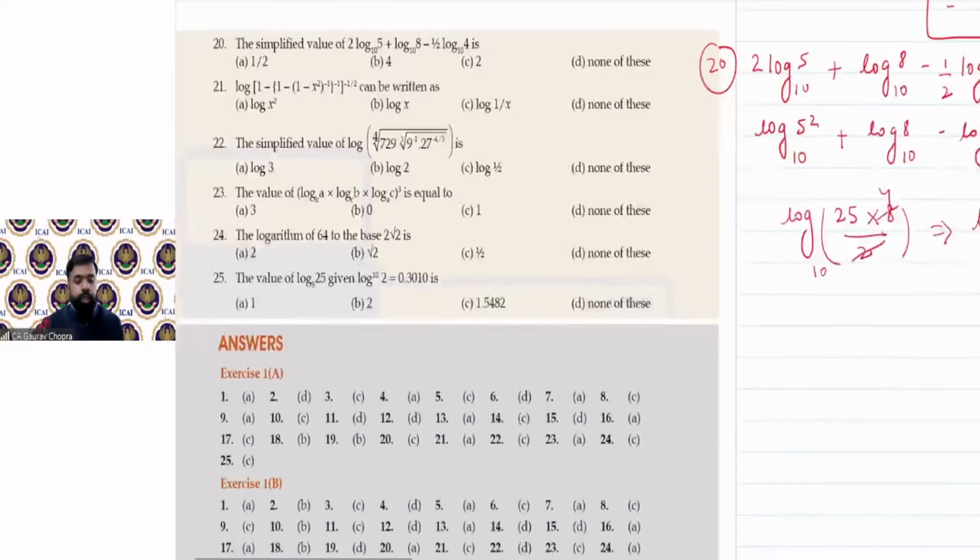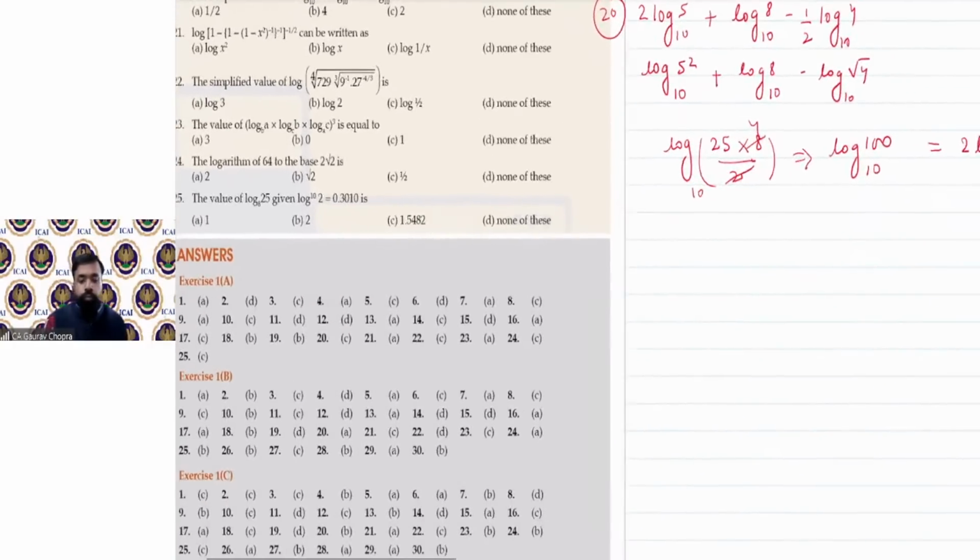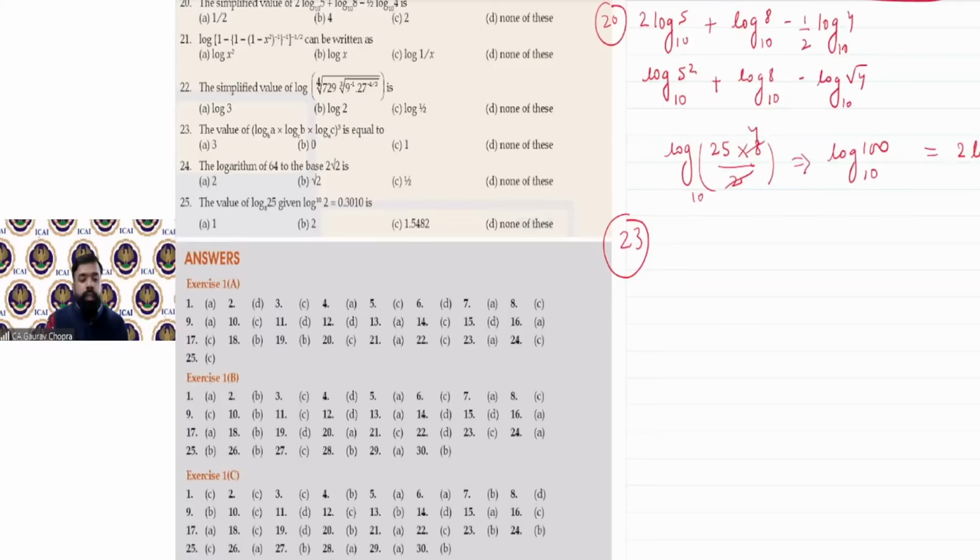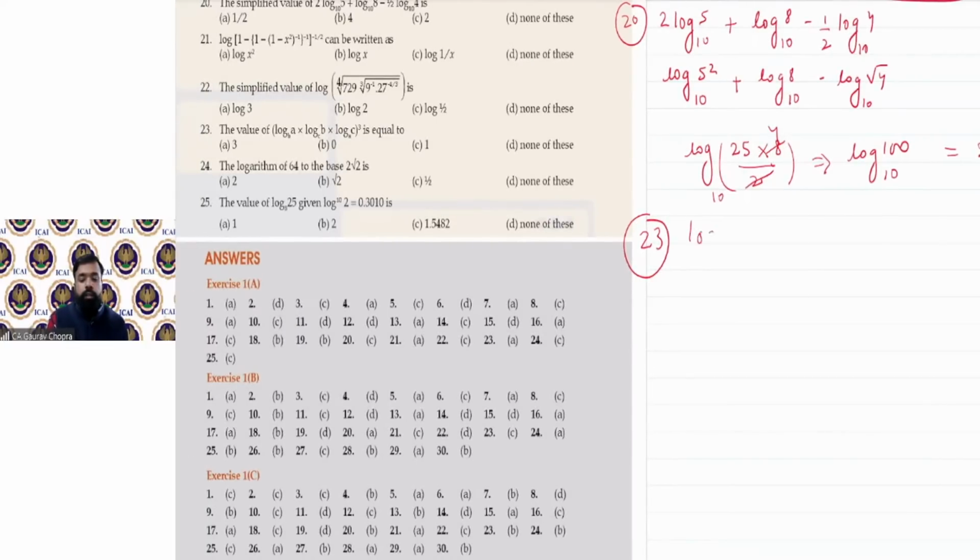Then let's do the 23rd question also. Question number 23. It is log of A base B, log of B base C, and then log of C base A, whole cube. This is given. Now you can try and simplify and let me know what the answer is. You can simplify this and get the answer. It's very easy.